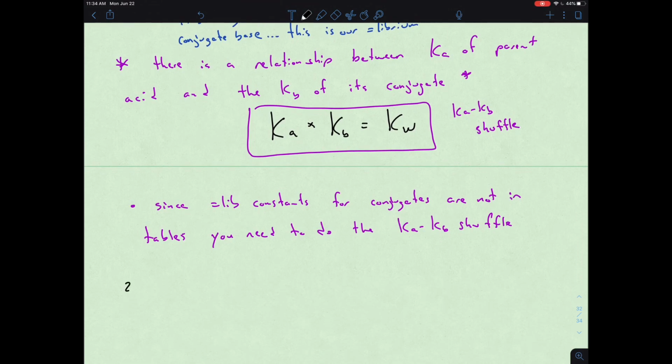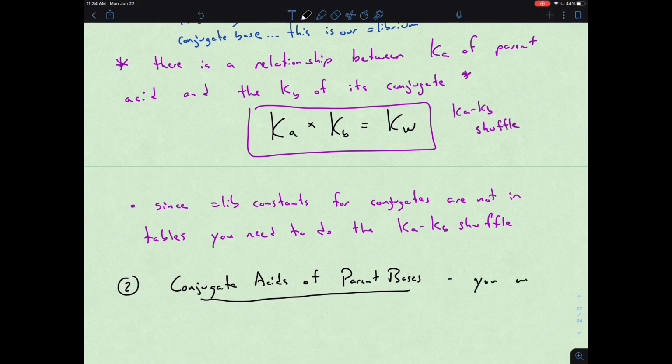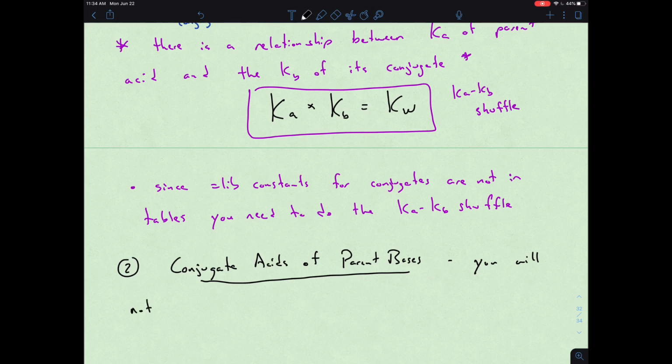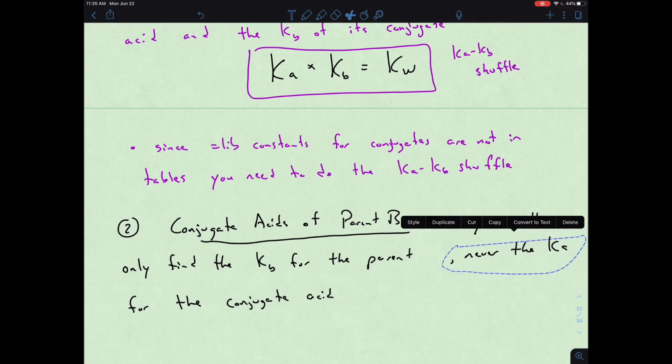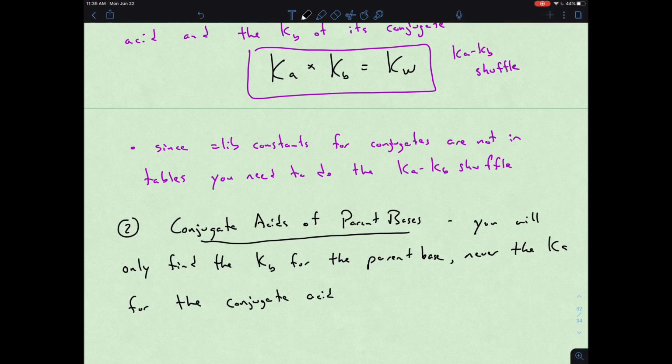Now the second piece, which would be conjugate acids of parent bases. Again, you will only find the Kb for the parent, never the Ka for the conjugate acid. So we still have the same thing running as we did above in terms of that.